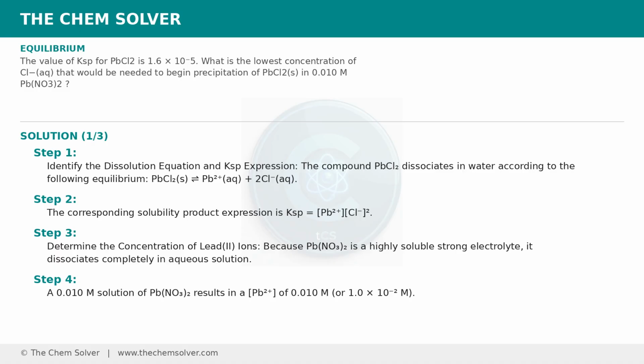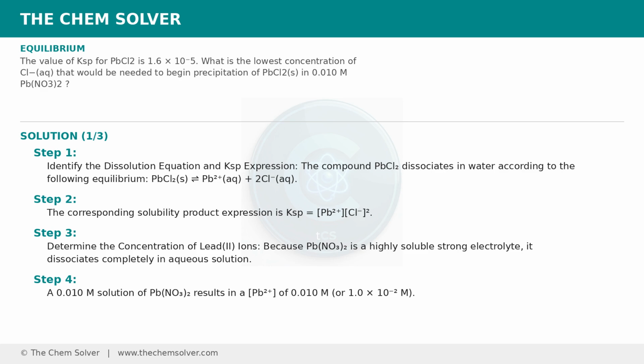Identify the dissolution equation and Ksp expression. The compound PbCl₂ dissociates in water according to the following equilibrium. PbCl₂ is in equilibrium with Pb²⁺ plus 2Cl⁻. The corresponding solubility product expression is Ksp equals [Pb²⁺][Cl⁻]². Determine the concentration of lead 2 ions.